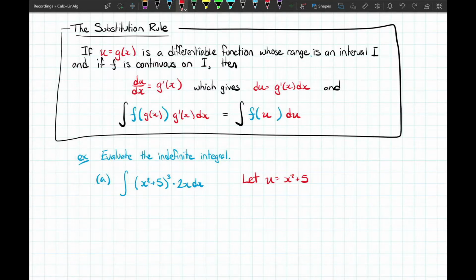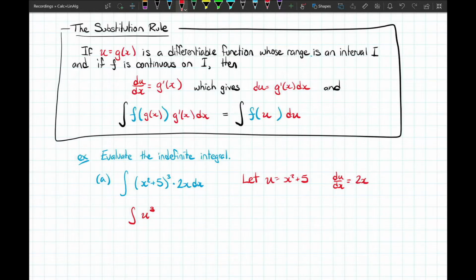Now that's going to let our integral simply be a function u cubed. So you see that there's no composition of functions there anymore. It's simply just a function of u. Now, what about this 2x? Well, this is where we take the derivative of our substitution. Du by dx is equal to g prime of x. X squared plus 5 is our g of x. The derivative of that is 2x.